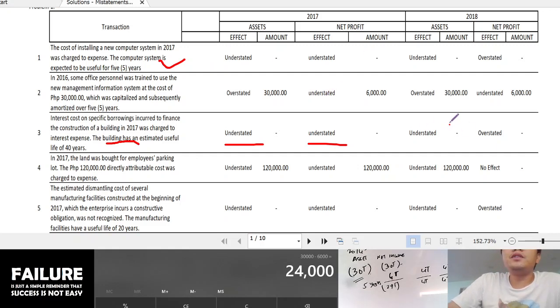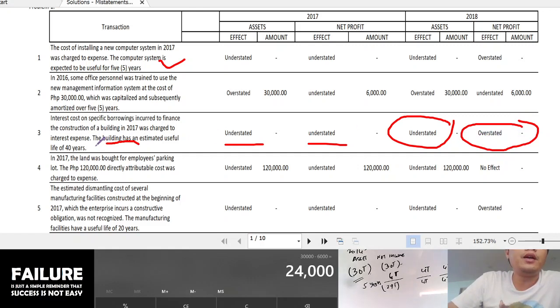In 2018, obviously, your asset is still understated pa rin kasi yun nga, hindi mo siya nakapitalize. However, yung net profit nito would be overstated na. Bakit na overstated nito? Because we did not recognize the related depreciation expense. Okay? So, yun. Ba, medyo madali lang, no?